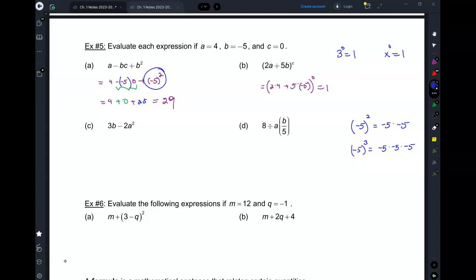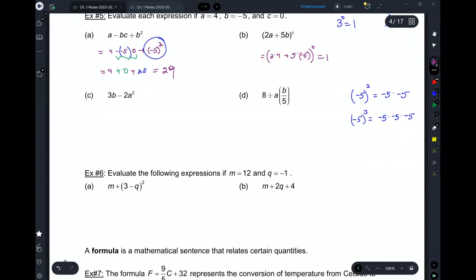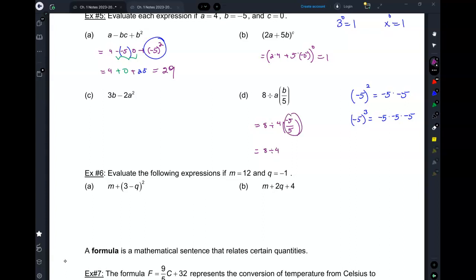Okay? So why don't we do D? This is going to be 8 divided by A, which is 4, times what's B? Negative 5 over 5. Ooh, that's a fun one. 8 divided by 4 times what's this? Just negative 1. So this is 8 divided by negative 4, which is negative 2.